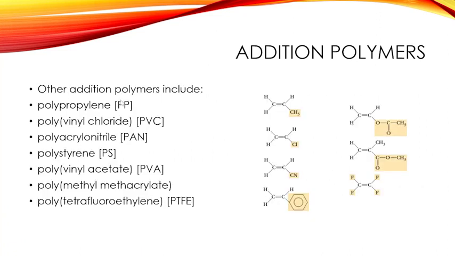Here are other types of addition polymers. So we have polypropylene, you might be familiar with this, or PP, polyvinyl chloride or PVC. This should be familiar to you because this is the main material used in plastic tubing. So we have PVC pipes, okay? Polyacrylonitrile or PAN, polystyrene or PS. Polystyrene is more commonly known for its trade name styrofoam.